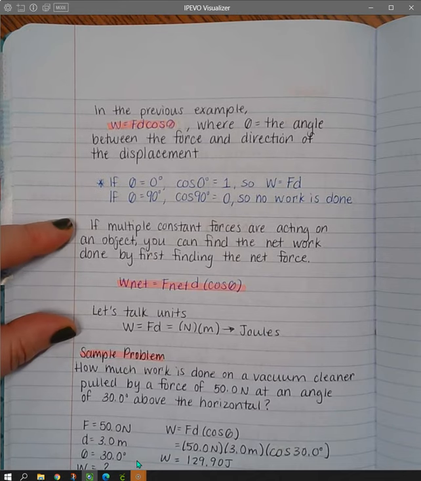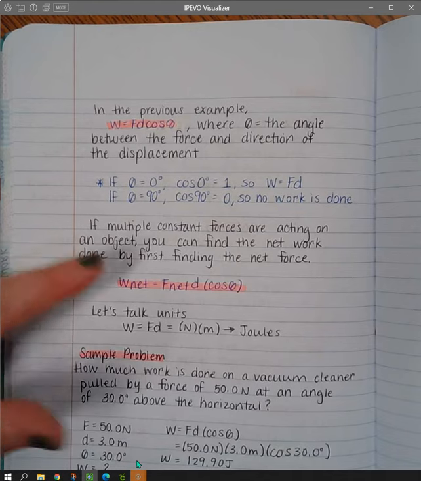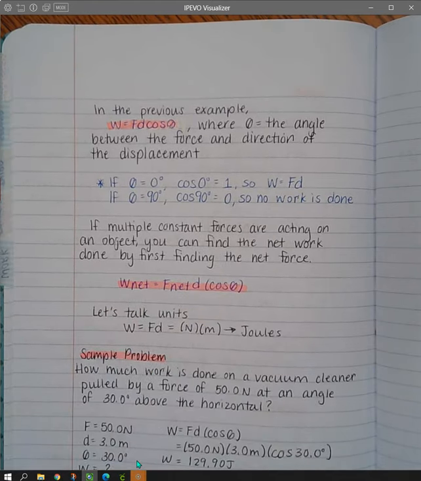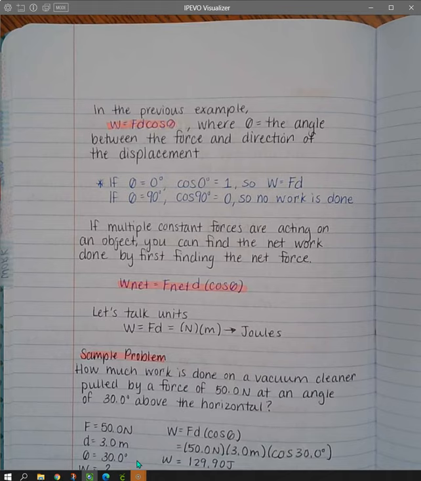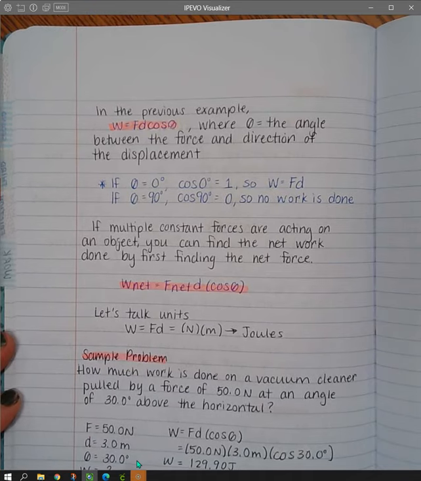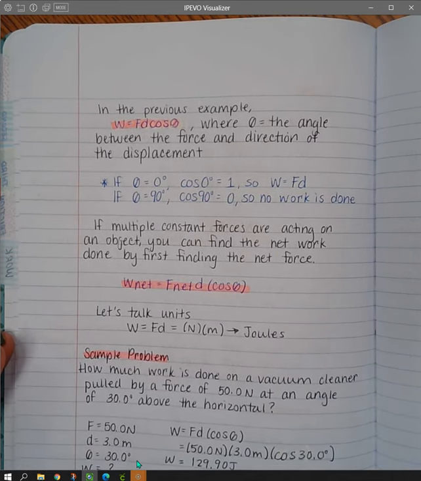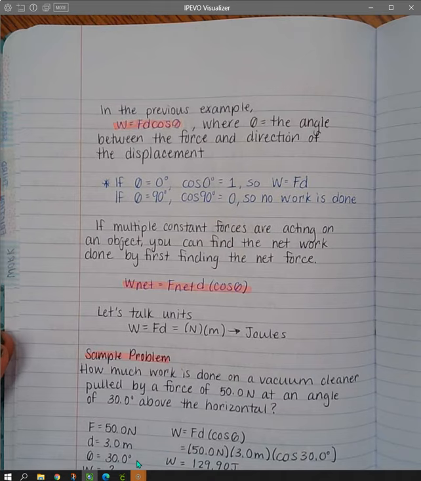I didn't include this section about net work. Essentially, it's just all of the forces times the distance times whatever angle, and that gives you the total net work. Already, I think you know that the work unit is joules, and then there were a couple of sample problems. There was this one about the vacuum cleaner, and then a few more later on.